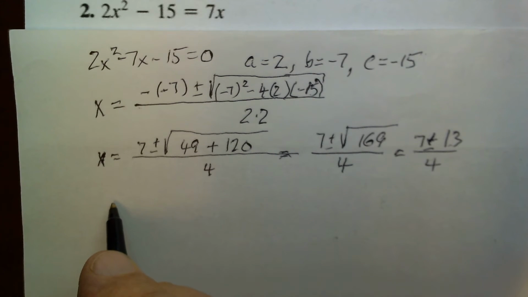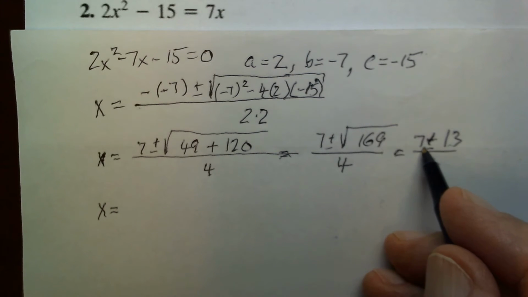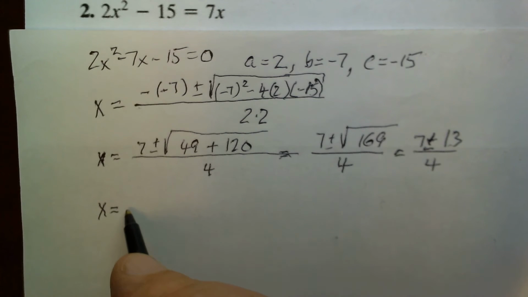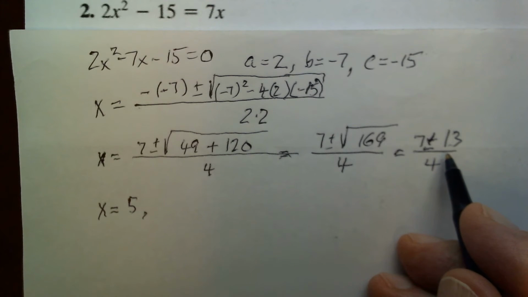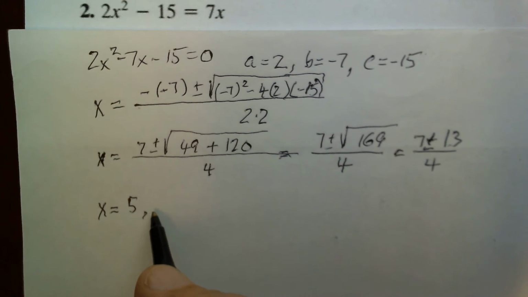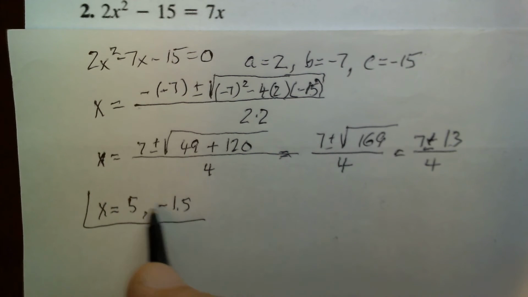So that means we have the following solutions. X equals 7 plus 13 is 20, and 20 divided by 4 is 5. The other solution is 7 minus 13 is minus 6, divided by 4 is minus 1.5. So these are the two solutions, 5 and minus 1.5.